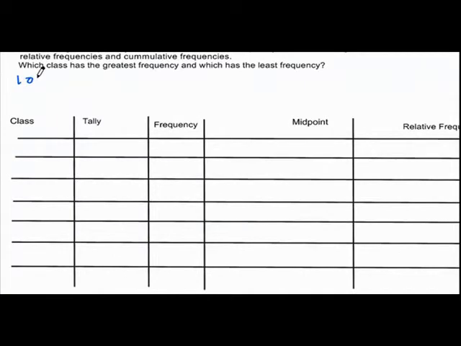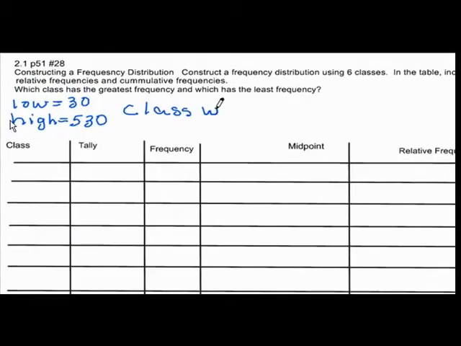The first thing you do is find your lowest value. Our lowest value, if you look through all the numbers, is 30, and the highest value is 530. The first thing you have to do is find your class width. The class width is the highest value, take away the lowest value, divided by the number of classes. They need to give you the number of classes.